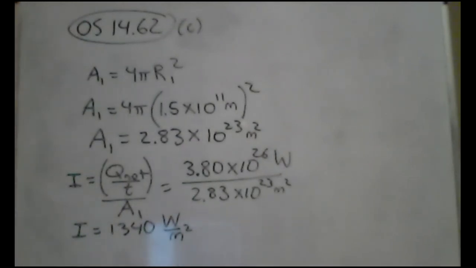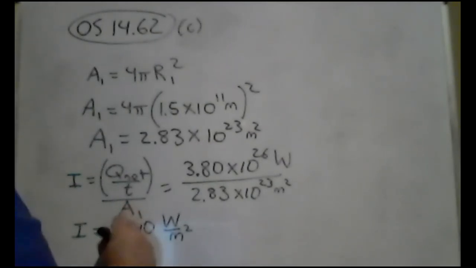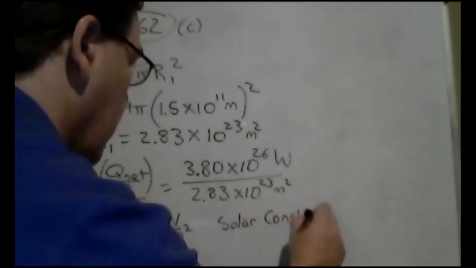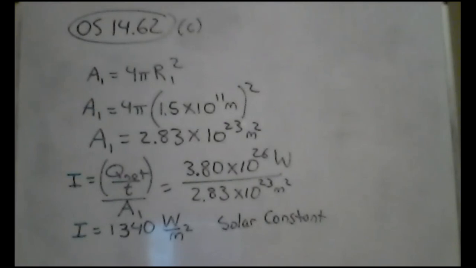Typically, that value varies because of cloud coverage and so on. We refer to this as the solar constant. Typically, the number I remember is 1400, so 1340 is pretty close. This is what we normally call the solar constant. It is roughly the amount of power per area, the intensity, that Earth or any other planet would feel at this distance, 1.5 times 10 to the 11th meters, or 93 million miles.